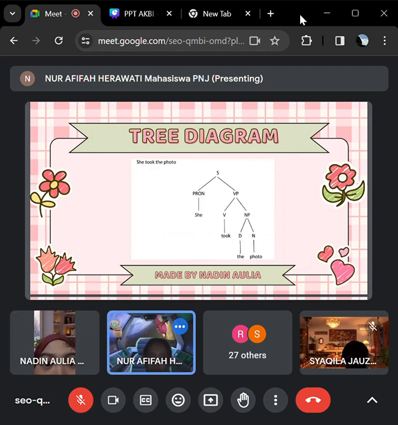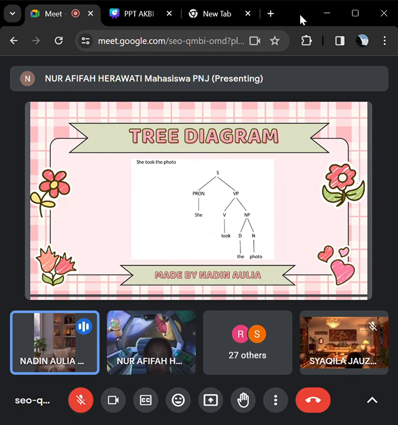Next, the sentence is "she took the photo." She is a pronoun. Took is a verb. The is a determiner. Photo is a noun. The photo is a noun phrase. Took the photo is a verb phrase.